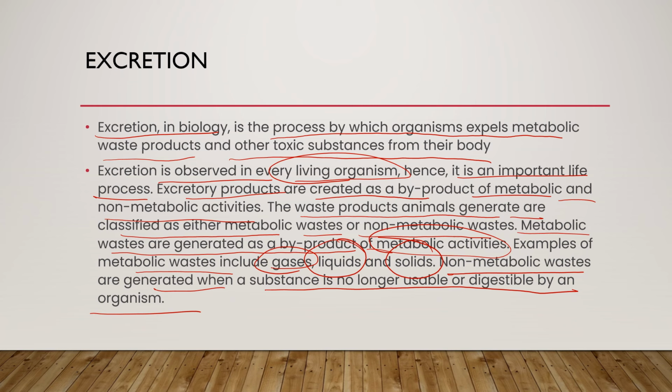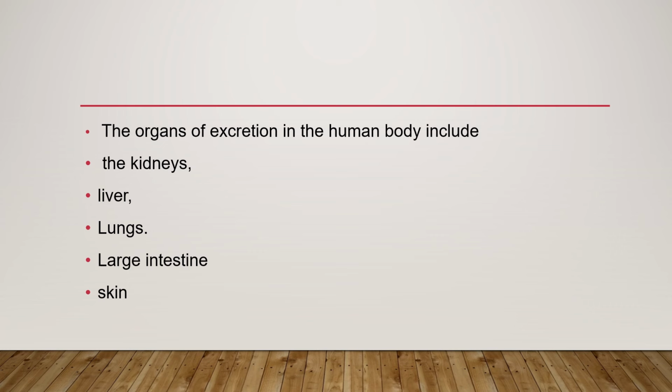This is the notes part which I am giving you. You need to read or write this part when you get a question like what is excretion, or what are the excretory products in our body. The organs of excretion in the human body include the kidneys, which are the main organ, then the liver, the lungs, the large intestine and the skin. We know that the kidneys play an important role. We have seen the location in the previous slide, and urine formation is the main process by which excretory products are eliminated from the kidneys.